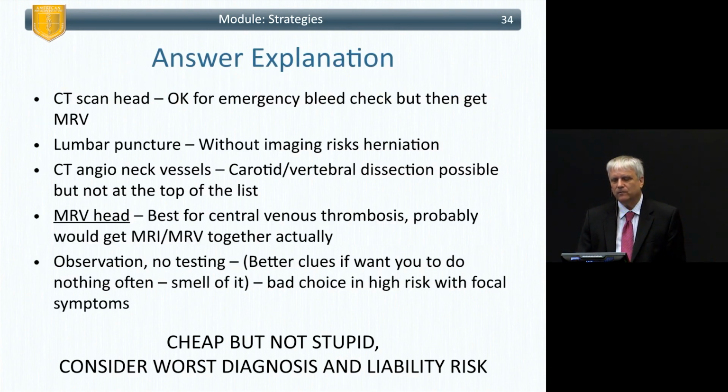So CT, okay for emergency bleed, but then you want to get the MRV. Don't do a lumbar puncture until you've ruled out herniation, and still it's not indicated because you're mostly looking for clot. CT angio might be helpful, but it's not as good as an MRV, which looks at venous stuff. And then the observation. So there have to be better clues if they want you to do nothing. It has to smell like, oh, there's nothing really going on here. I might kind of do that if I had to, but do nothing is a bad choice if it's a high risk and the person has focal symptoms.